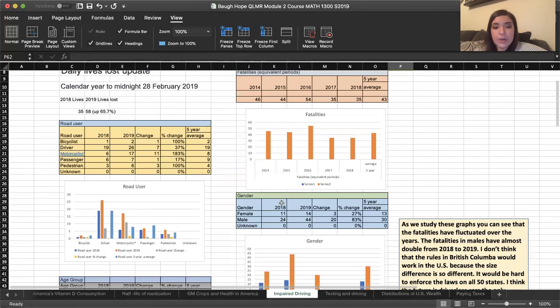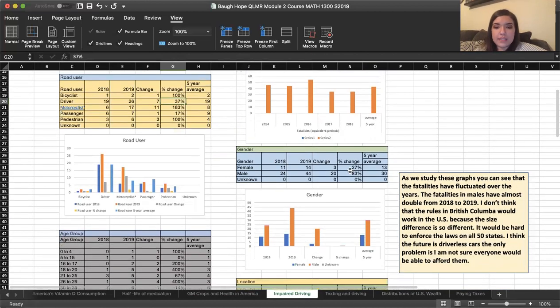But also here you can see that males were 24 in 2018, and then in 2019 it's 40. So it's almost doubled. So there's been an increase. Females have gone up just a couple. So you can see over here as well, drivers change is 37%. And like I said, over here is 83%, so almost doubled.